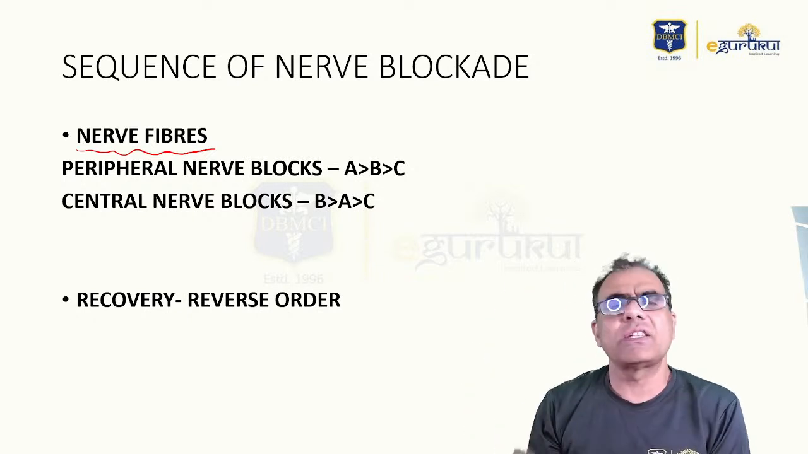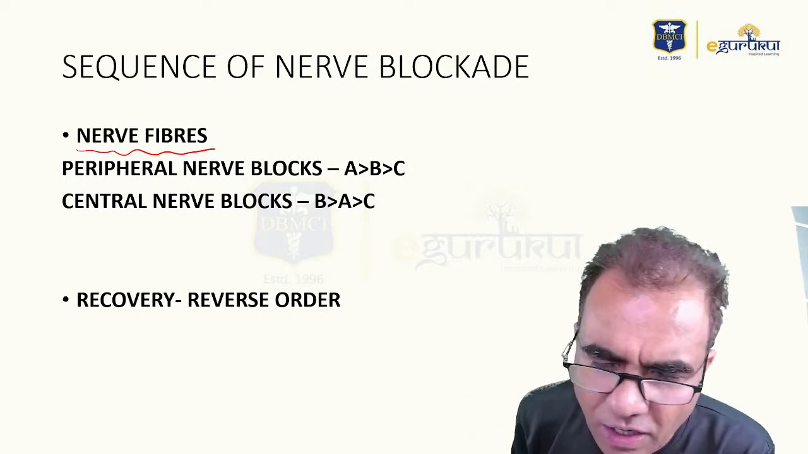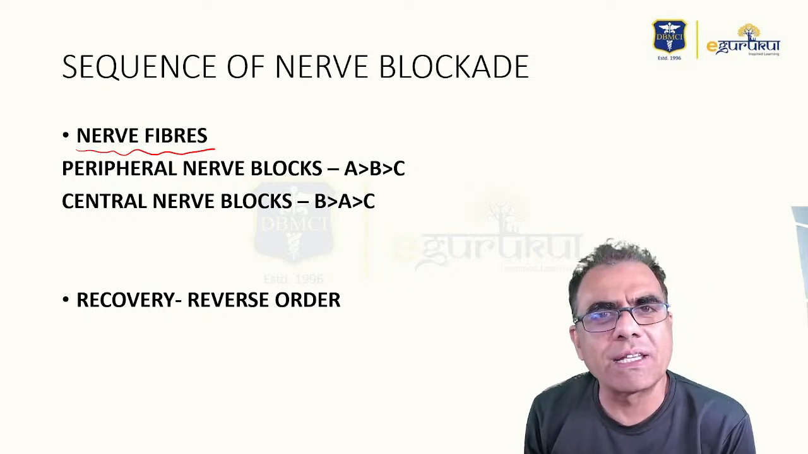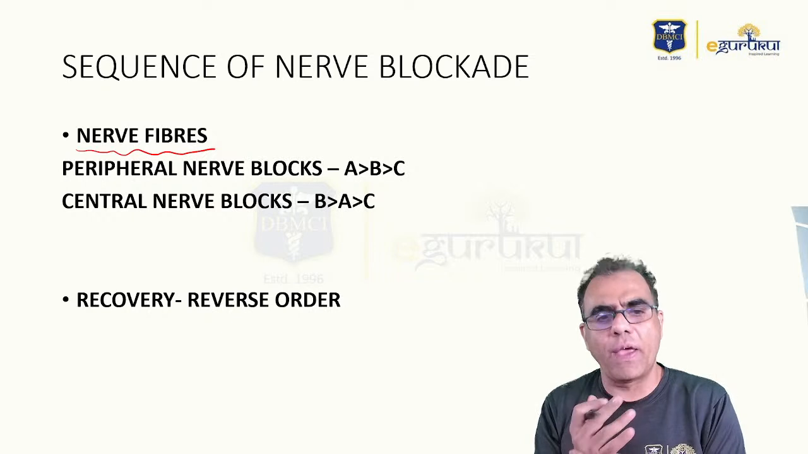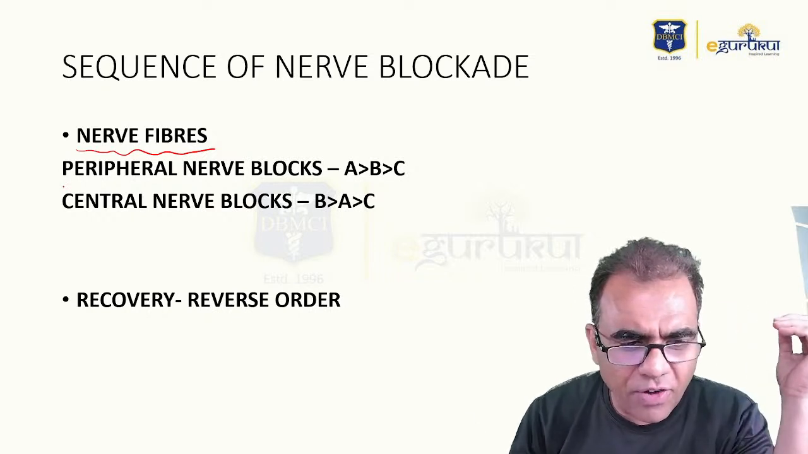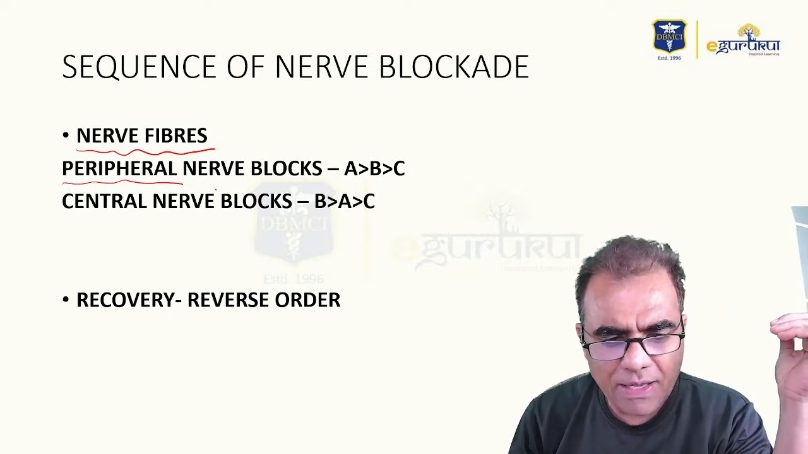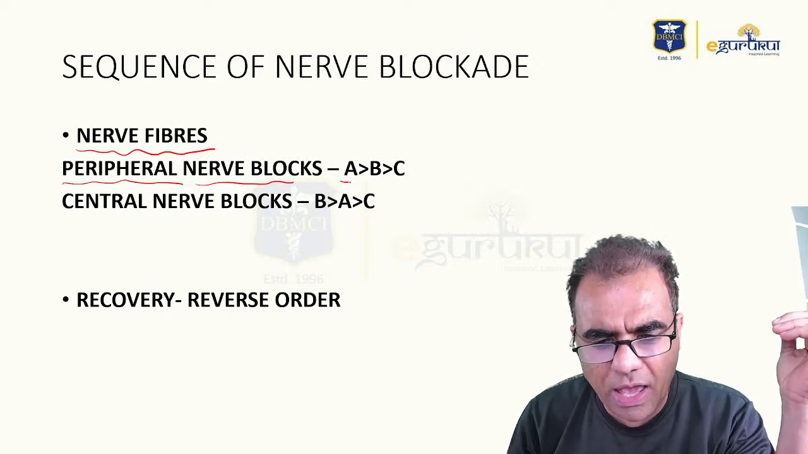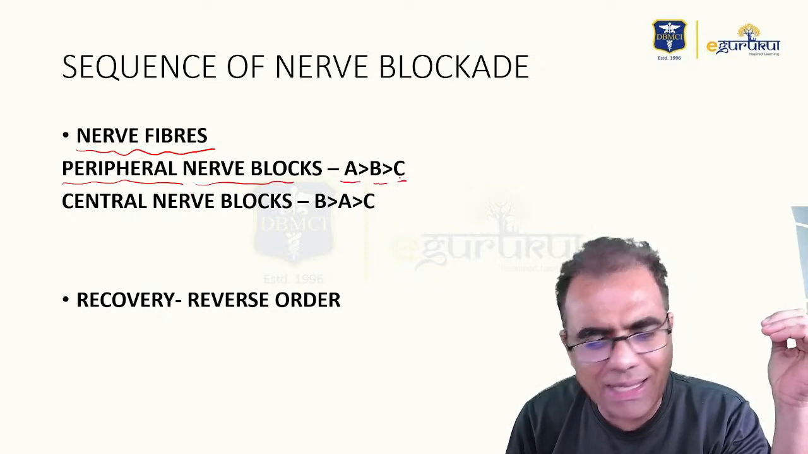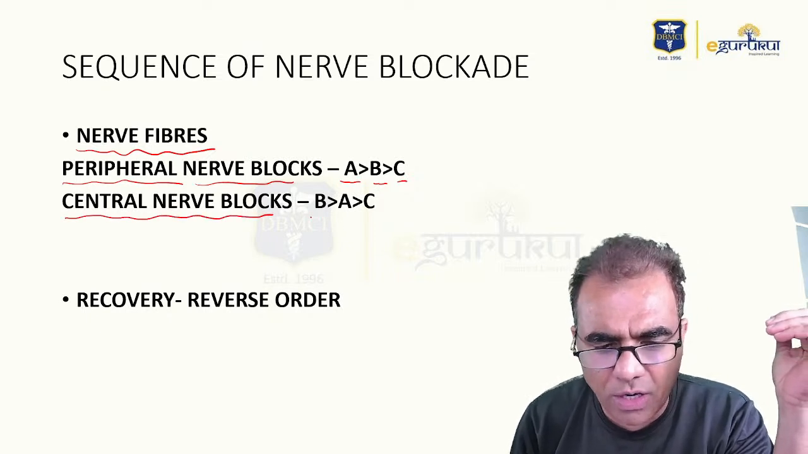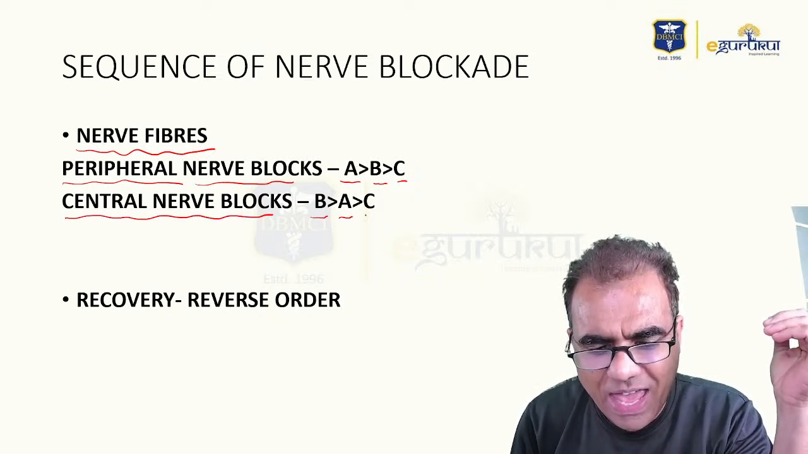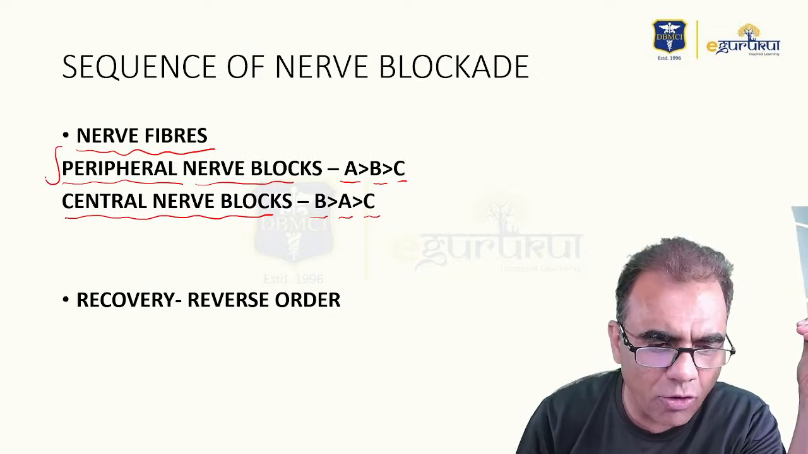There are many factors which affect the sensitivity of a nerve fiber to local anesthetics. Many. So considering all these factors together, for peripheral nerve blocks, it has been seen that first to be blocked are A fibers, then B, and then C. While for central neuraxial blocks, first to be blocked are B fibers, then A, and then C. And this is the reason for the controversy.